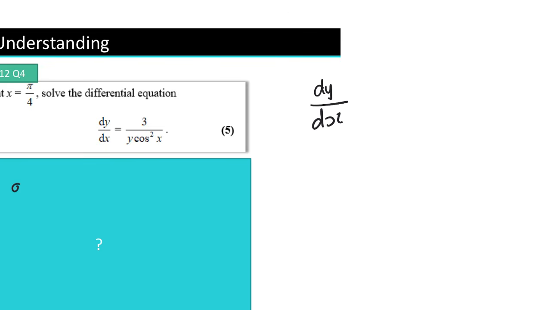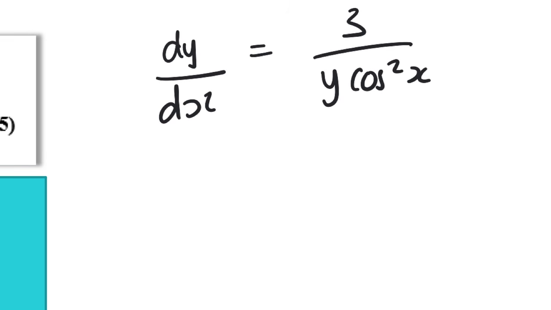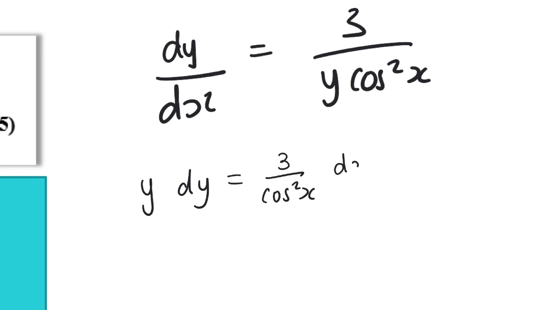dy by dx equals 3 over y cos squared x. Remember, we want y's on one side, everything else on the other. So I can multiply both sides by y, and multiply both sides by dx. So y dy equals 3 over cos squared x, with respect to x. Now I have it in the form I want to integrate.